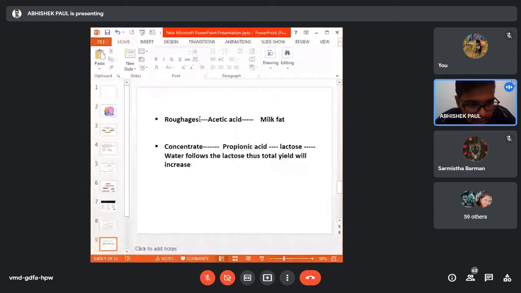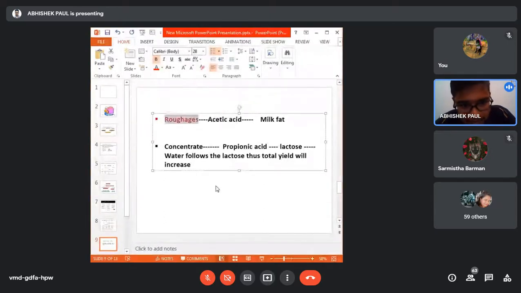You see, if you are providing roughage, then it will produce more acetic acid, okay? And finally, this acetic acid is the major precursor of milk fat. Now, if you are offering concentrate to the cow, then what will happen? It will lead to more propionic acid production. More propionic acid means more lactose. Lactose, in bracket I will write, this is the milk sugar. Don't get confused. Milk sugar.